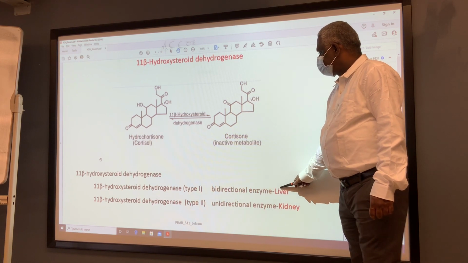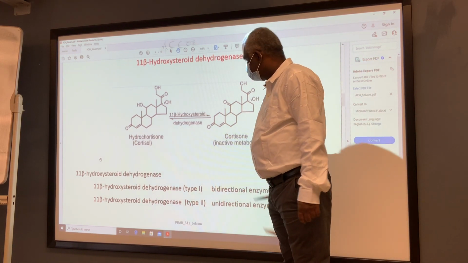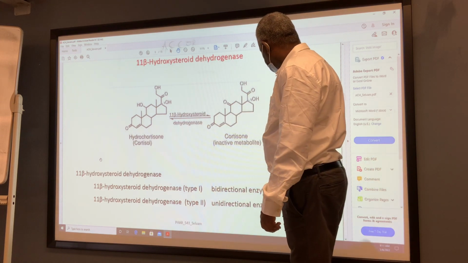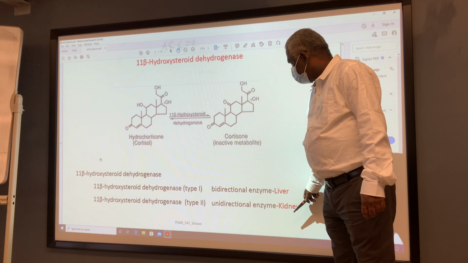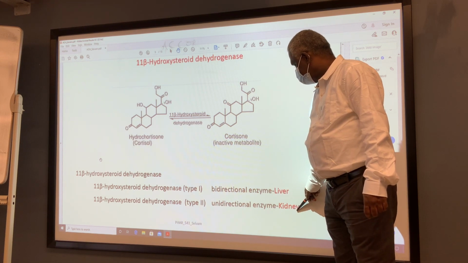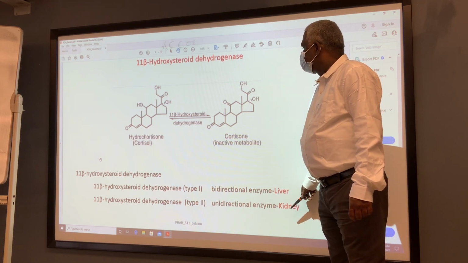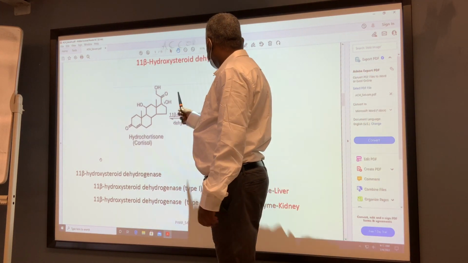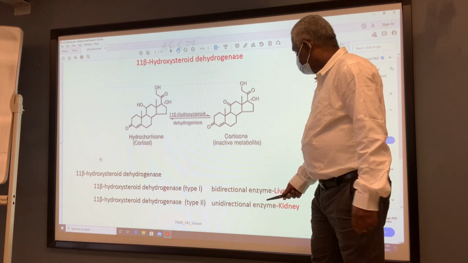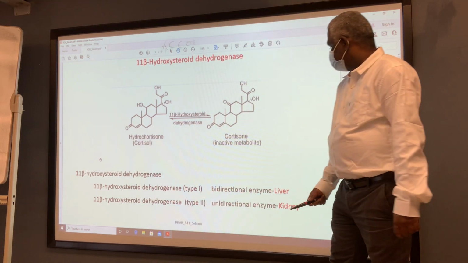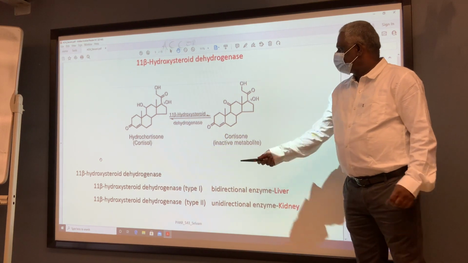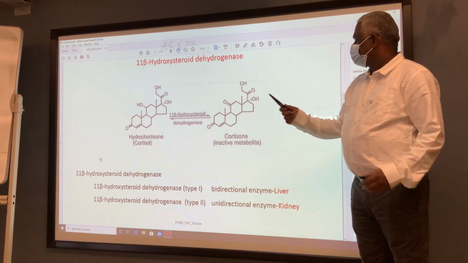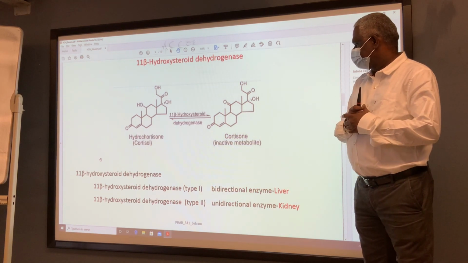So type 1 is a bidirectional enzyme. It can convert active to inactive, inactive to active in the liver. Type 2 is a unidirectional enzyme that is in the kidney. It converts only active to inactive. There is no inactive to active conversion. So the kidney enzyme is a unidirectional enzyme. That's type 2, which converts hydrocortisone to cortisone, not cortisone to hydrocortisone.